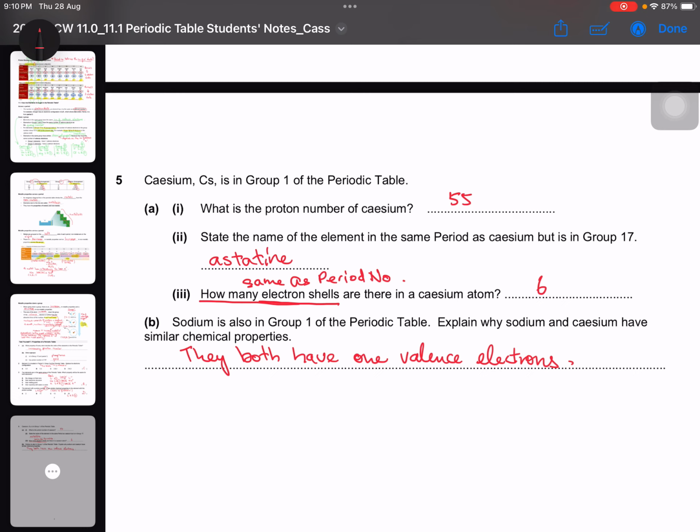Next one, sodium is in group 1. So we are told that sodium is in group 1. So explain why sodium and cesium have similar properties. So you must refer to group 1, meaning that they both have 1 valence electron. Okay? And with that, we are done. That's all.